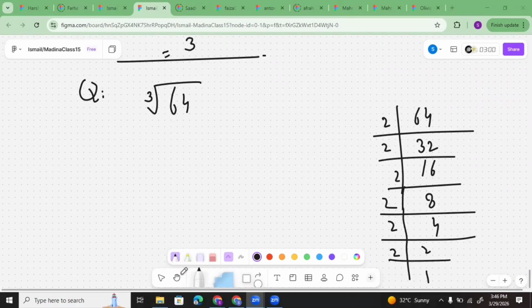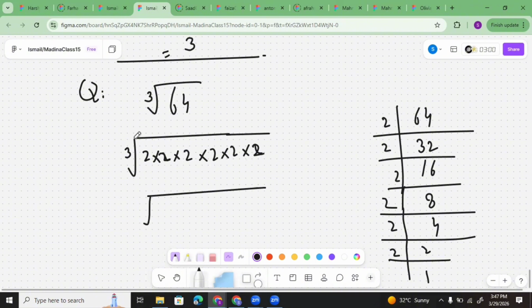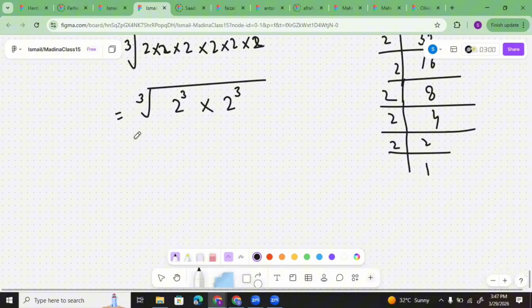Let's find the cube root. We have the factorization, so we need to write the values that you can see: 2 times 2 times 2, and then 2. There are 6 twos that you can see: 4, 5, and 6. We need to make 2 groups of 3. So first, take 3 twos and make the cube of 2. Similarly, do the same for the second one. This will cancel with the cube root, and this will also cancel with the cube root. So you will get 2 multiplied by 2 outside.